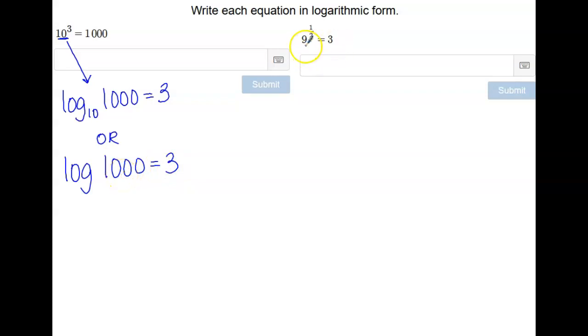Same thing over here. The 9 is going to stay the base of our log. So log base 9. And then these two are just going to switch places. So this is log base 9 of 3 is equal to 1/2. Okay, so what power of 9 gives us 3? Well, it would have to be a 1/2. It has to be something less than 1 because 3 is less than 9.